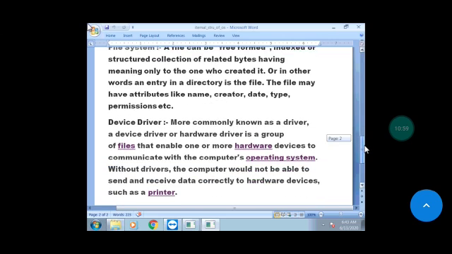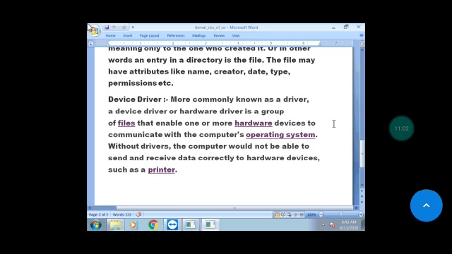Now, next one is the device driver. As you know, device driver means what? A driver is going to monitor all your devices and handle them, and whenever a device is used, it implements on that one. Here you can see it, more commonly known as a driver, a device driver, or hardware driver, is a group of files that enable one or more hardware devices to communicate with the computer's operating system. Without driver, the computer would not be able to send and receive data correctly to hardware devices.